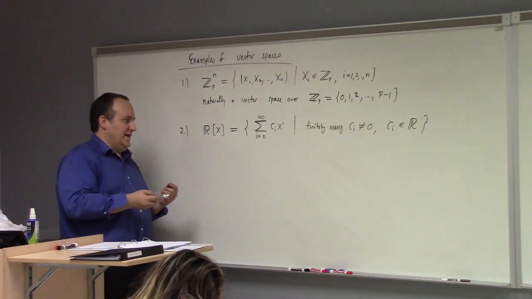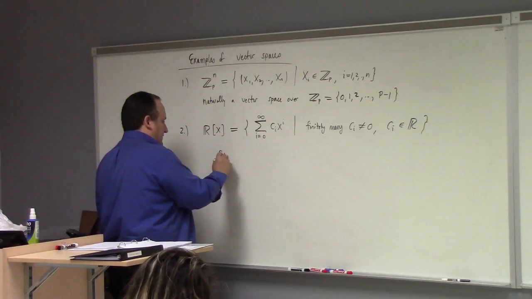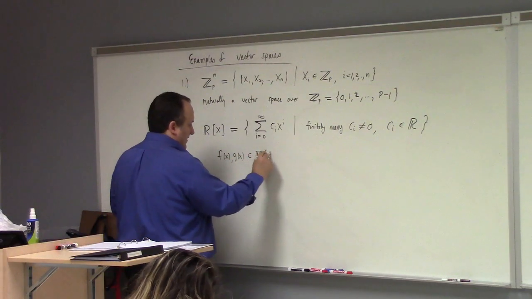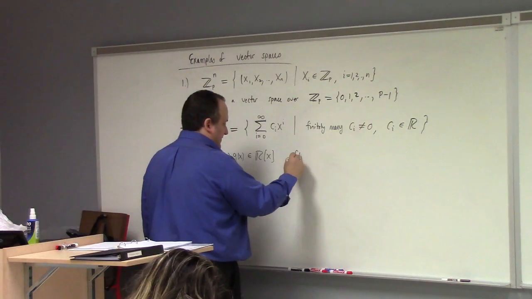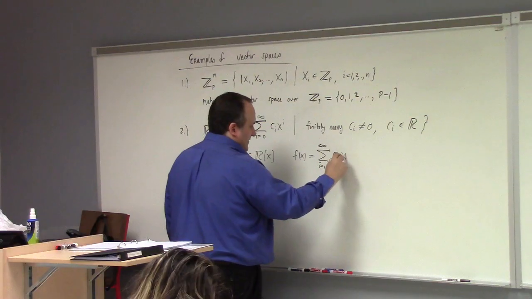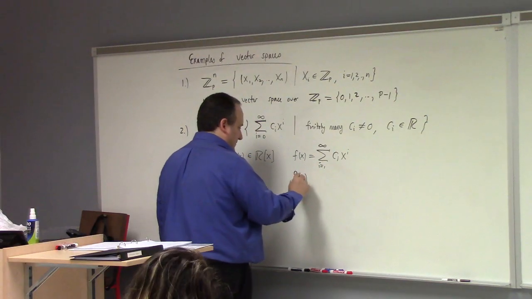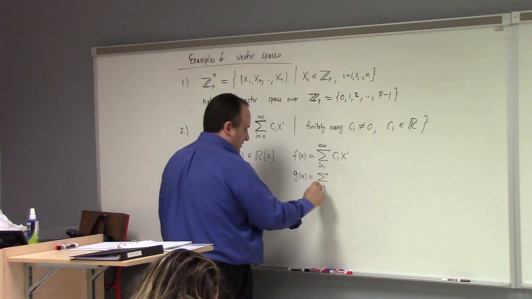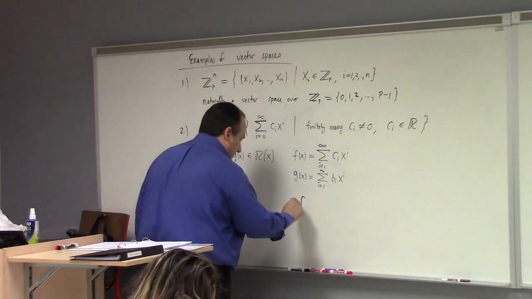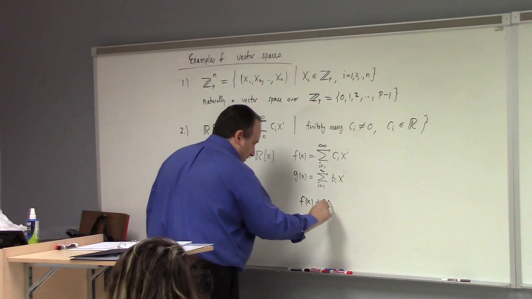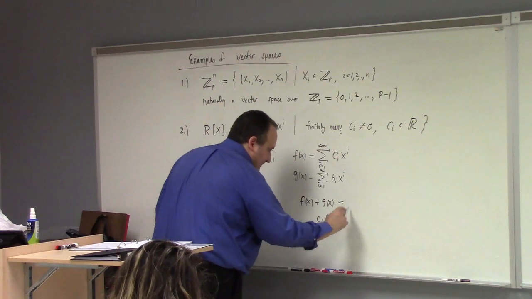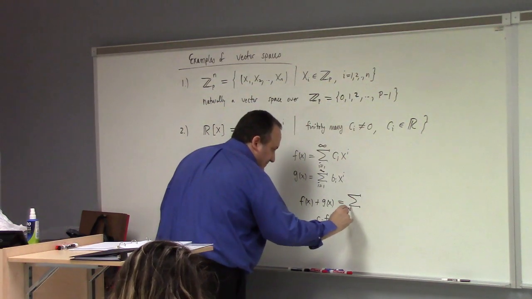This has a name, of course. If I have f of x, g of x in R[x], meaning f of x is the sum i equals 1 to infinity of c sub i x to the power i, and g of x is the sum i equals 1 to infinity of b sub i x to the i, then we could define f of x plus g of x, and we could add a constant times f of x. But I'm going to let you guys do it.